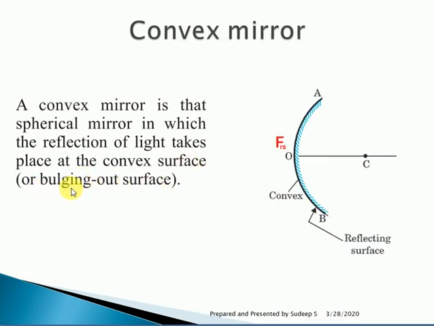So the keyword for convex mirror is the bulging out surface. So here the outward surface is represented by F. So this surface here, F, is the reflecting part, and the inward part is silver coated and is represented by the oblique lines.